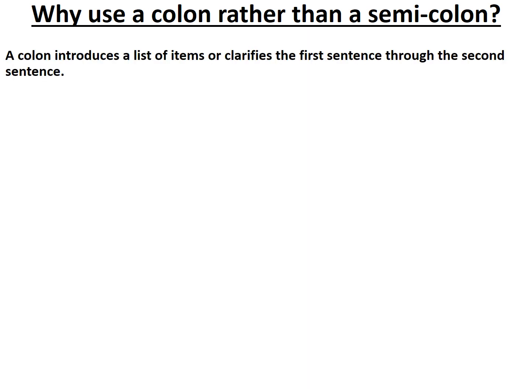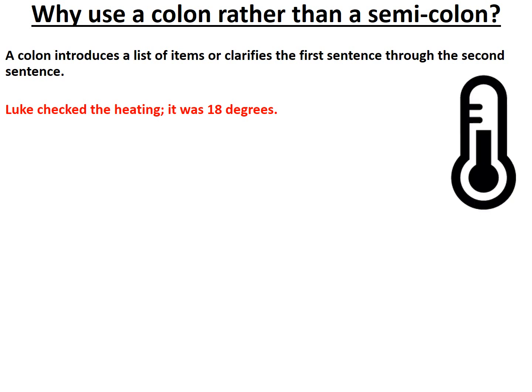after the colon. So here's a sentence that definitely shouldn't have the semicolon that currently exists in the sentence. Luke checked the heating; it was 16 degrees. A semicolon is often used for two independent clauses that make sense on their own, that are linked by a common thread or idea.